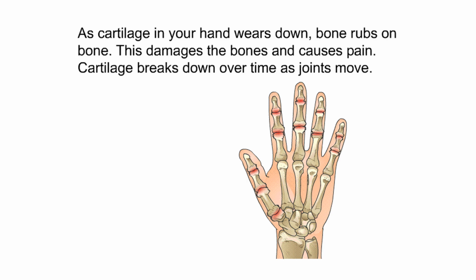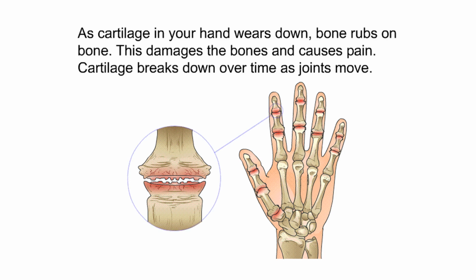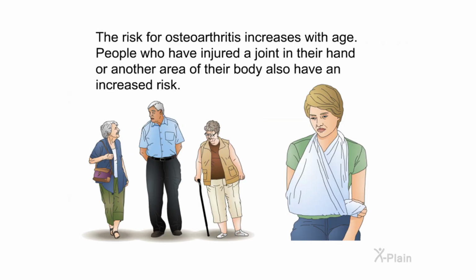As cartilage in your hand wears down, bone rubs on bone. This damages the bones and causes pain. Cartilage breaks down over time as joints move. The risk for osteoarthritis increases with age. People who have injured a joint in their hand or another area in their body also have an increased risk.